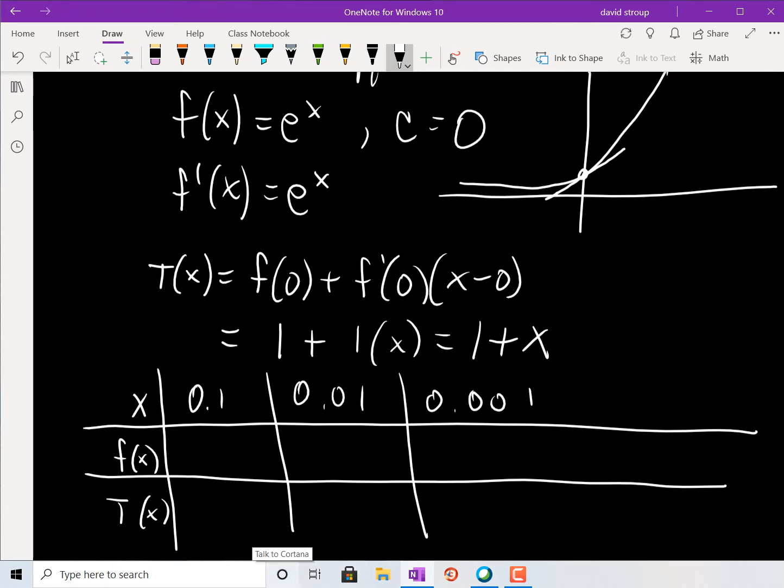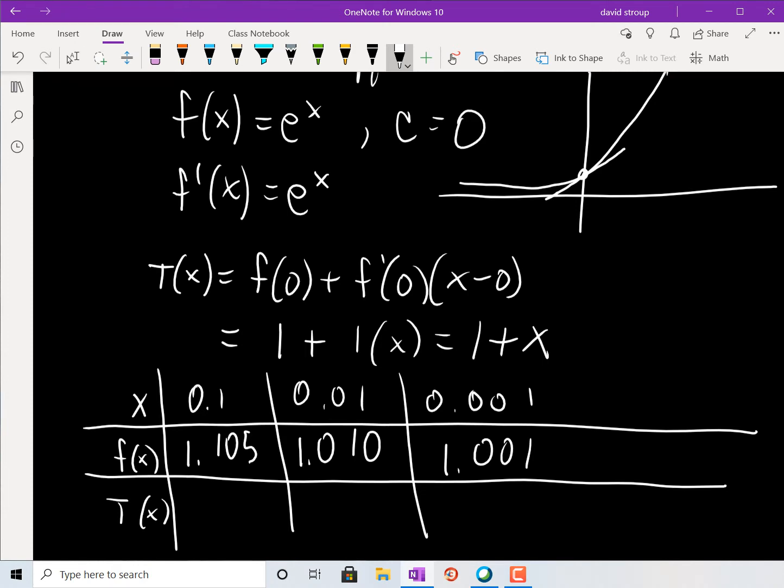Okay. So I'll plug this into e to the x. So e to the 0.1 equals 1.105, and then 0.01 will give you 1.010, and then 0.001 I'm doing this in my calculator, that's why will be 1.001-ish. These are all approximations to 3 decimals.